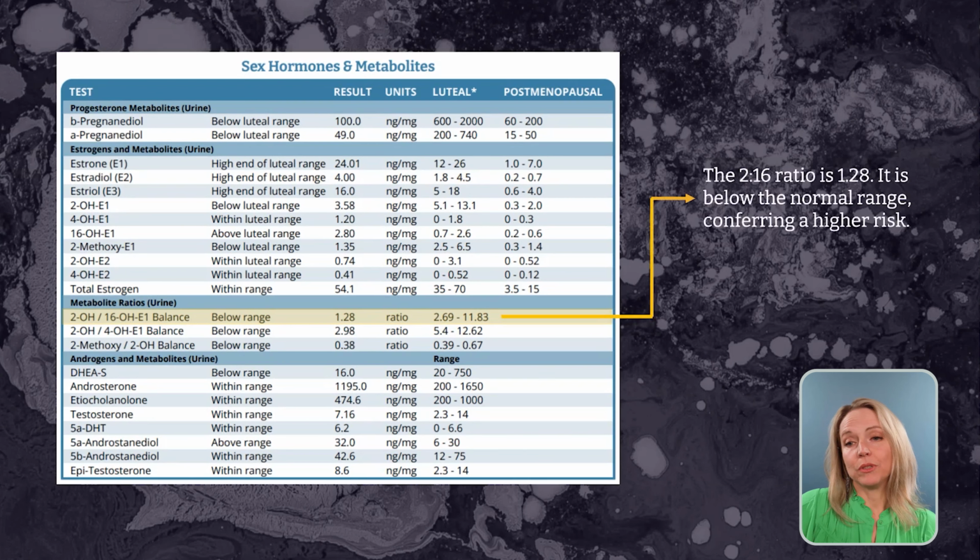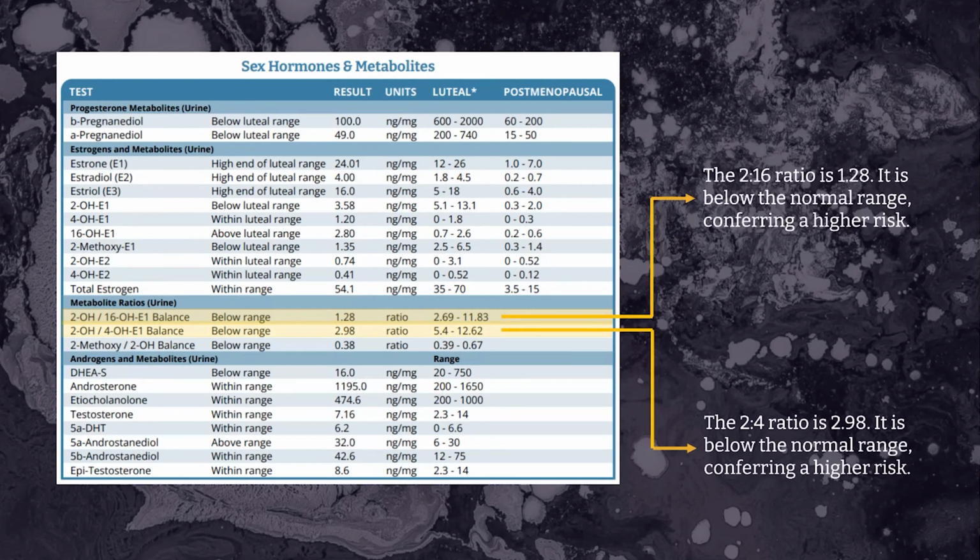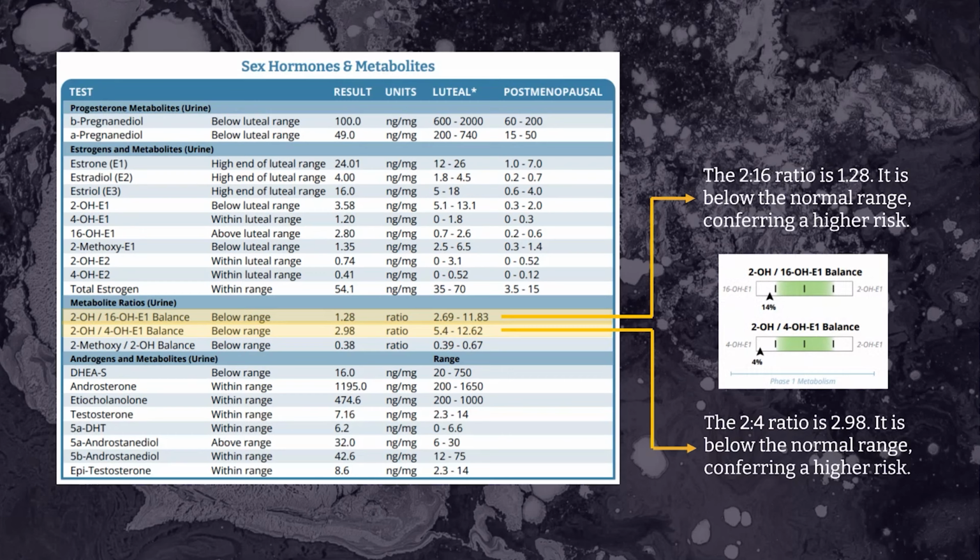The phase 1 ratios can be found on the sex hormones table page. Here we can see the 2:16 ratio is 1.28, which is lower than range. And the 2 to 4 ratio is 2.98, also lower than its range. Both confer a higher risk, but how does that compare to other people? That's where the population sliders come in. How low is low? So we look at the population percentile sliders for that piece.